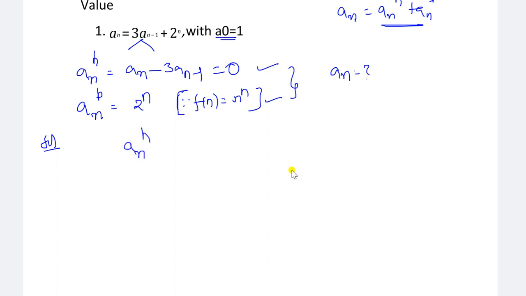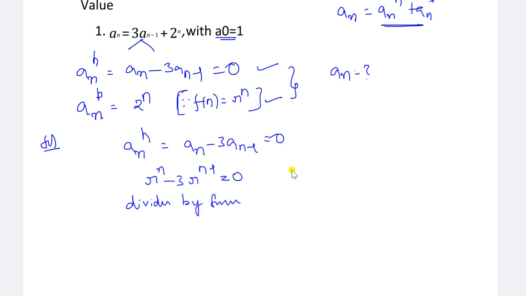An to the power of h is an minus 3an minus 1 equal to 0. Convert into our form, that is r to the power of n minus 3 r to the power of n minus 1 equal to 0, and divide by the smallest power. What is the smallest power here? R to the power of n minus 1. So we will get r minus 3 equal to 0, so here we got r equal to 3. We got only one root value, 3. Why? Because it is a first order linear recurrence relation.